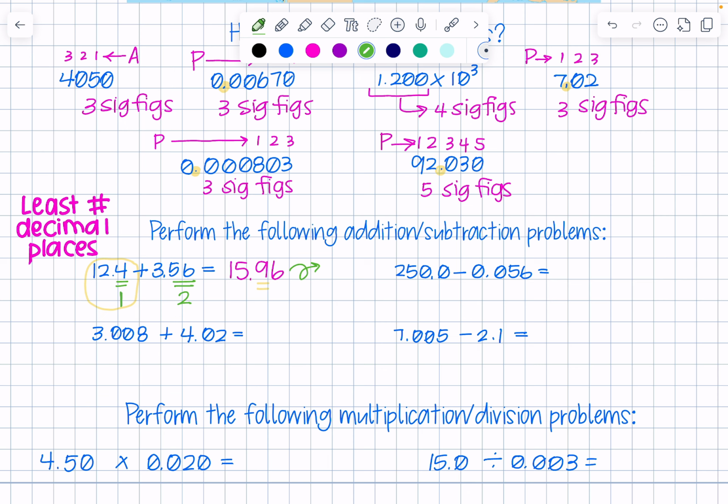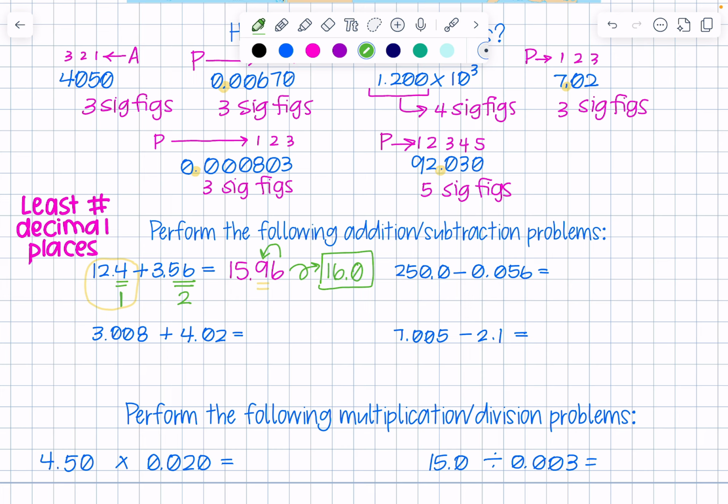So when I do that, the 6 tells the 9 to round up, which would be a 0, because this would round to 16. So 16.0 is the final answer for that question. We have taken that same number and rounded it at the 1 decimal place.